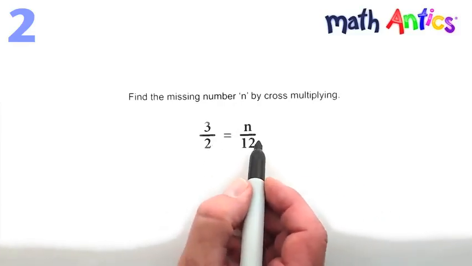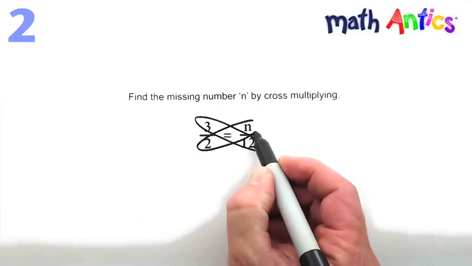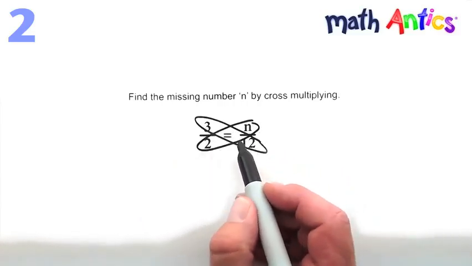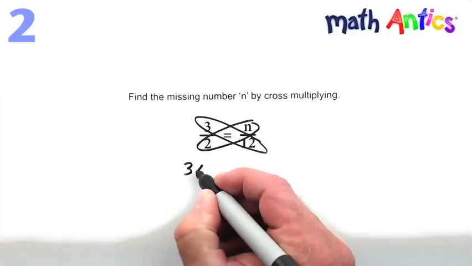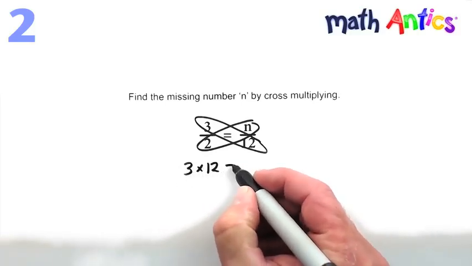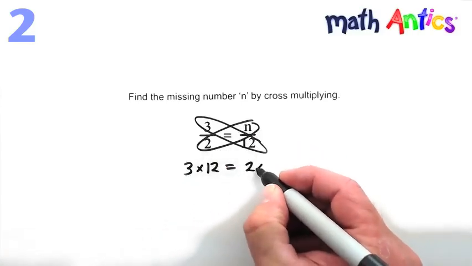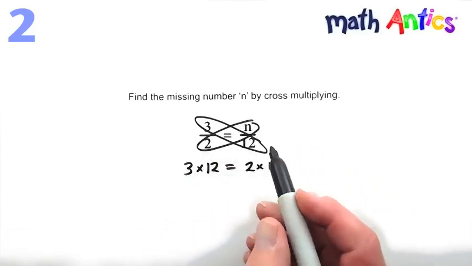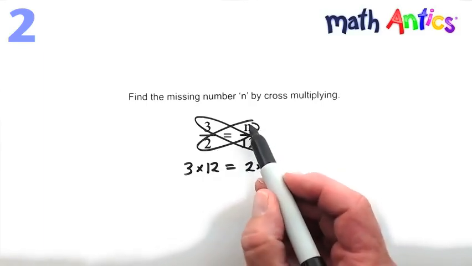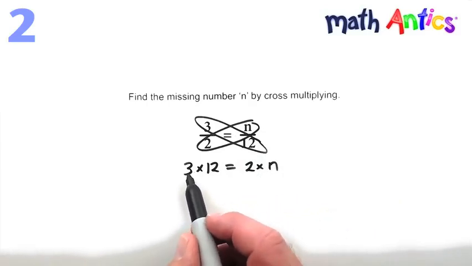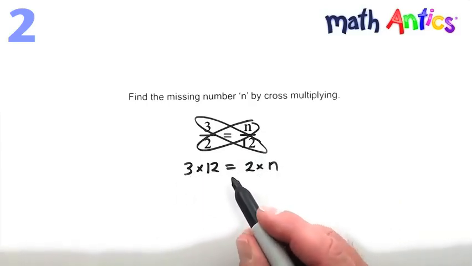So let's go ahead and draw our crisscross shape here so that we know which numbers to multiply. On the first side, we'll have 3 times 12. And that's going to equal the other pair, 2 times n on this side. So you see the difference is that since n was over on this fraction this time, now n ends up over on this side, and our 2 numbers are on this side. But it works the same way.